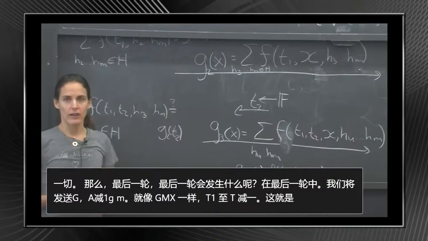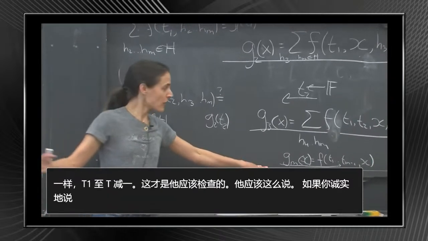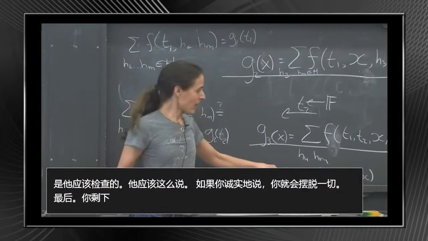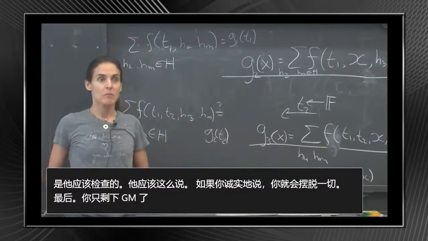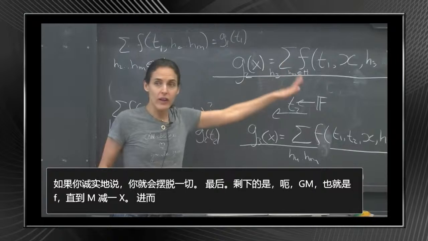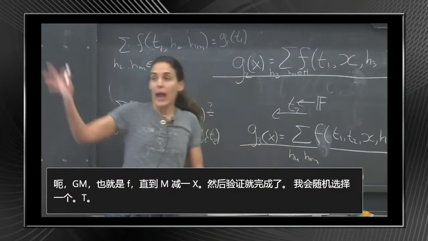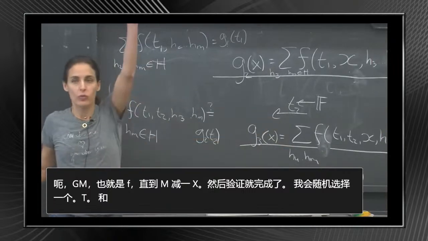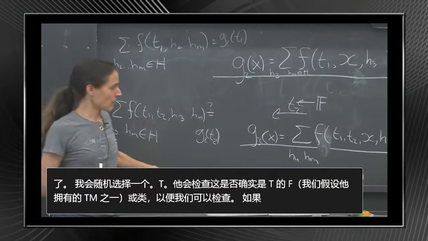That's what he should check. That's what he should send. If you're honest, that's what you send. You peeled off everything. Finally, you're left with Gm, which is f on T1 to Tn minus 1 x. And then the verifier is done. He'll choose a random Tm, and he will check whether this is indeed f of T1 up to Tm. We assumed he has oracle access, so we can check this value.